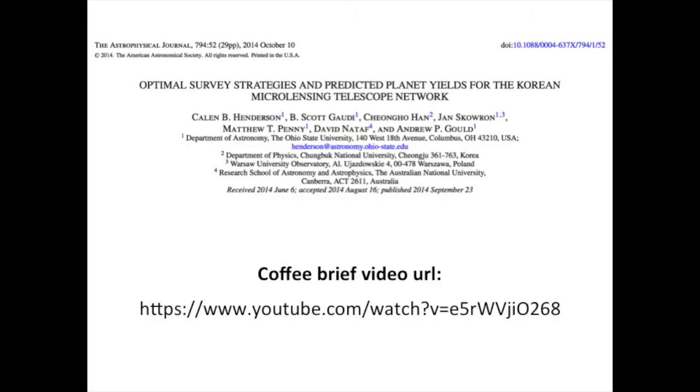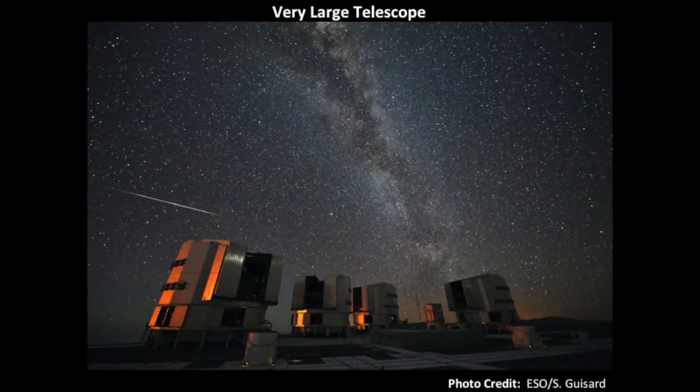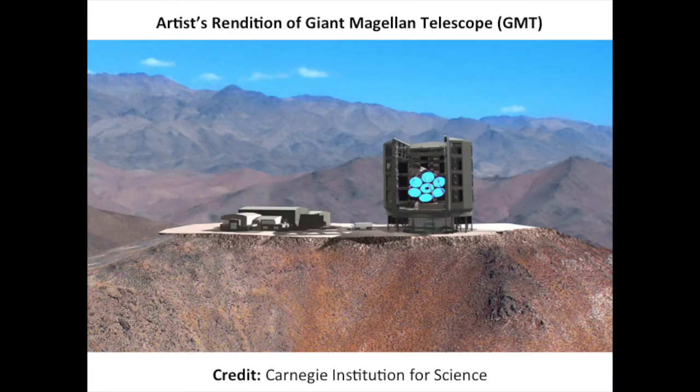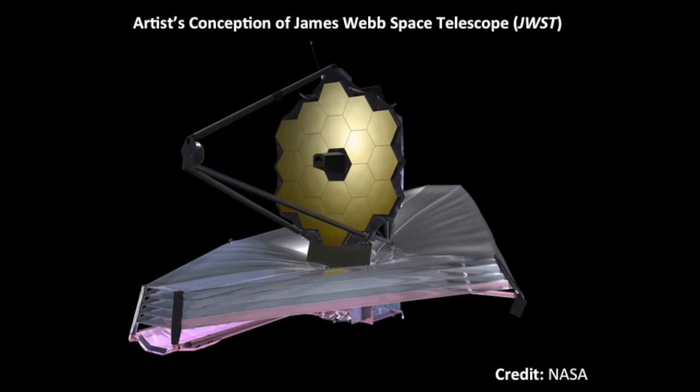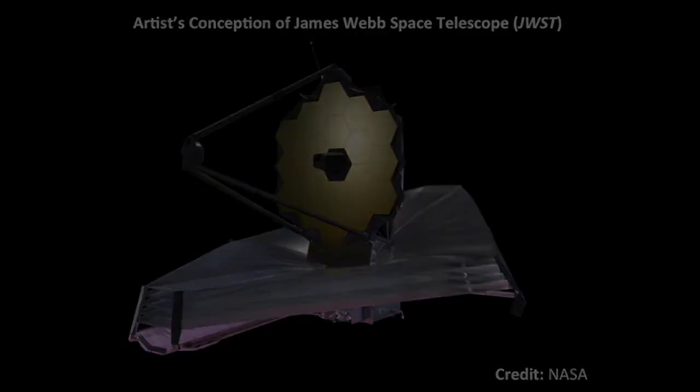In this paper, I simulate programs to observe the planetary system detections predicted for the Korean Microlensing Telescope Network, or KMTNet, in order to characterize the host stars by measuring their fluxes. To learn more about the observational strategy and predicted planet detection rates for KMTNet, please see my earlier paper and video. I simulate H-band observing programs for the Very Large Telescope in Chile, the planned Giant Magellan Telescope, or GMT, and the James Webb Space Telescope, or JWST.